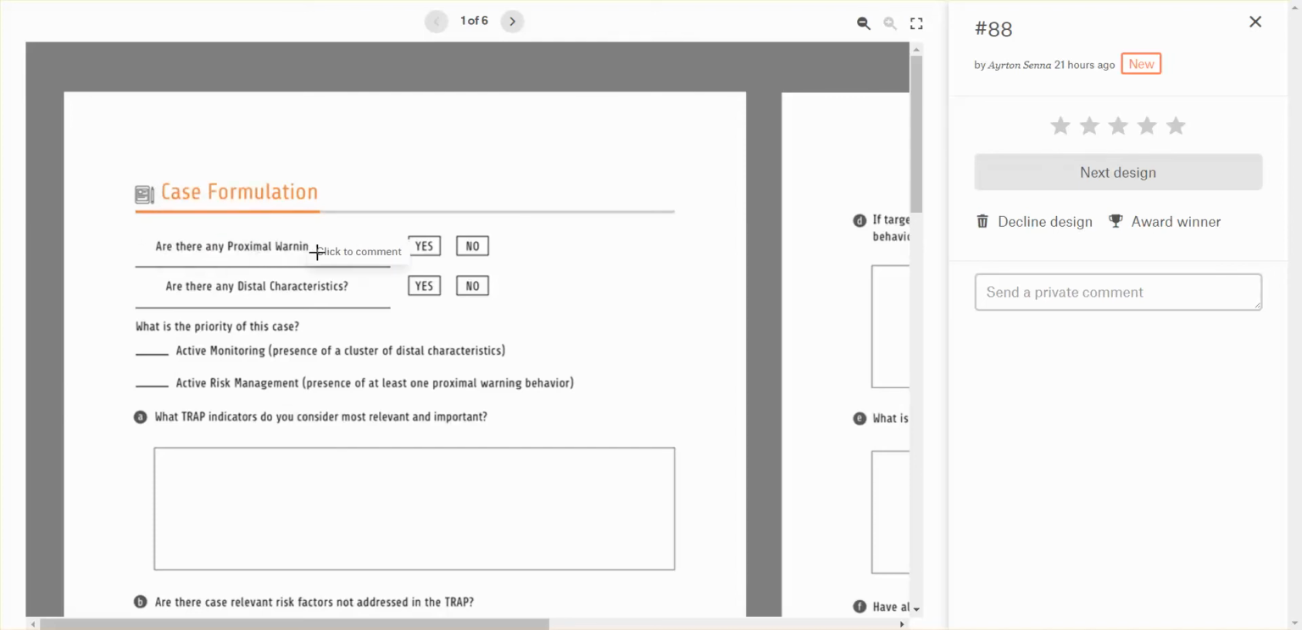In terms of are there any proximal warning behaviors and are there any distal characteristics, I don't know why these are centered. They should start over here exactly like the what is the priority of this case, right? In terms of yes and no, instead of the words being within each one of these boxes, I'm wondering if we can somehow make it so that the words yes and no are above, and then these, instead of being rectangles, are just going to be squares underneath.